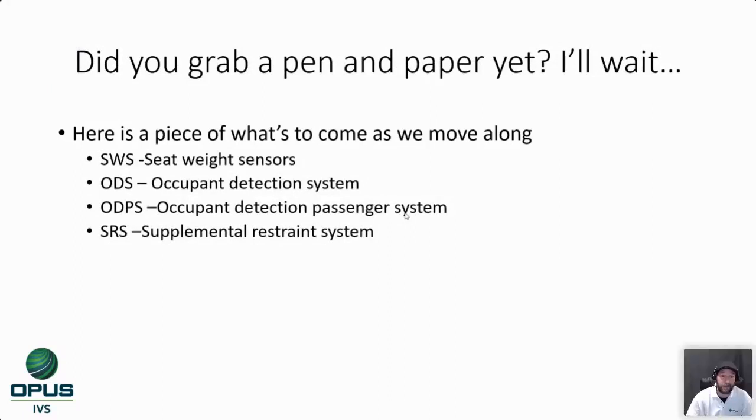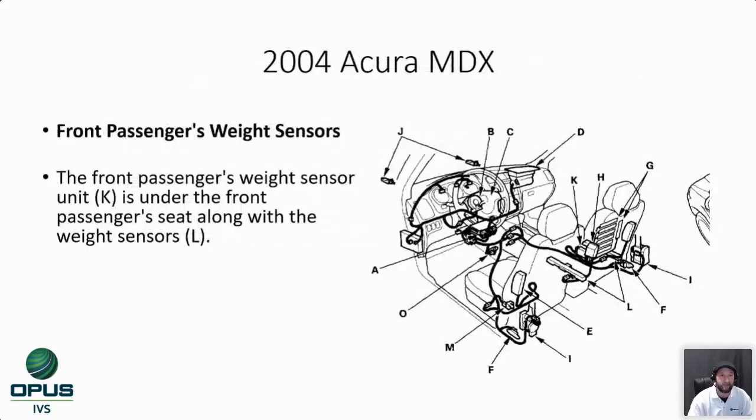So we had seat weight sensors. Those are new. We didn't have those in the other one. What we had was that ladder style sensor. We have an ODS, occupant detection system, something that we're familiar with. We have the occupant detection passenger system. Okay, that still sounds like what we just started with, but they may be wording it differently. And then we have, of course, our SRS.